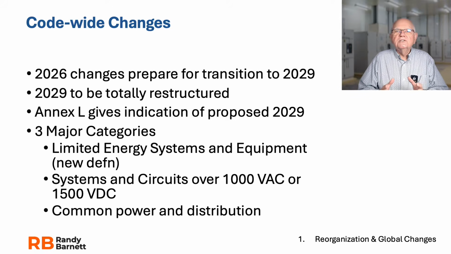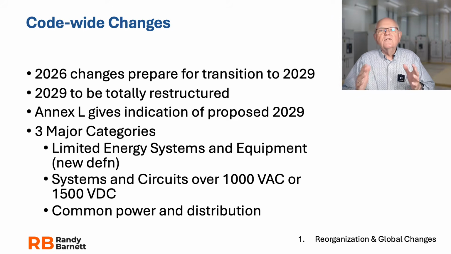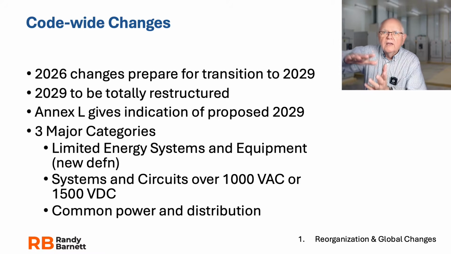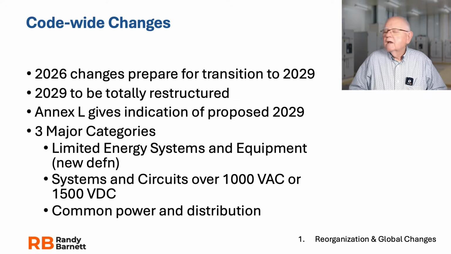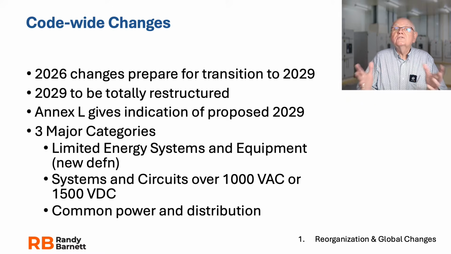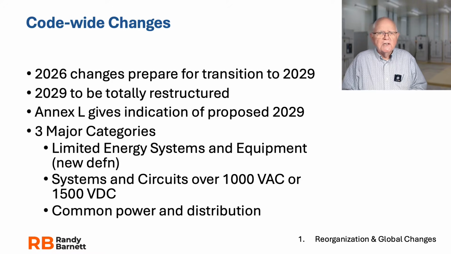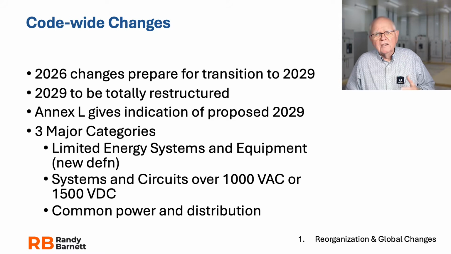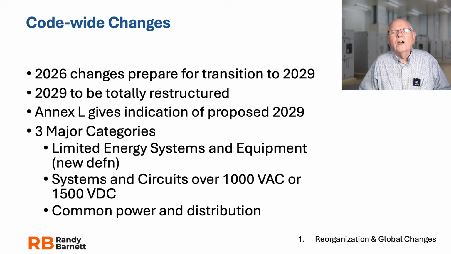A couple things I mentioned to you. Already, we're transitioning from the 2023 through the 2026 now into that 2029 code book. And that's going to be a total restructure. As I said, go to Annex L if you need to take a look at that. It says there are three major categories. There's limited energy systems we mentioned. There's our circuits over 1,000 volts AC, 1,500 volts DC, what I've been calling medium voltage. And then we have our common power and distribution equipment systems and so forth as well.